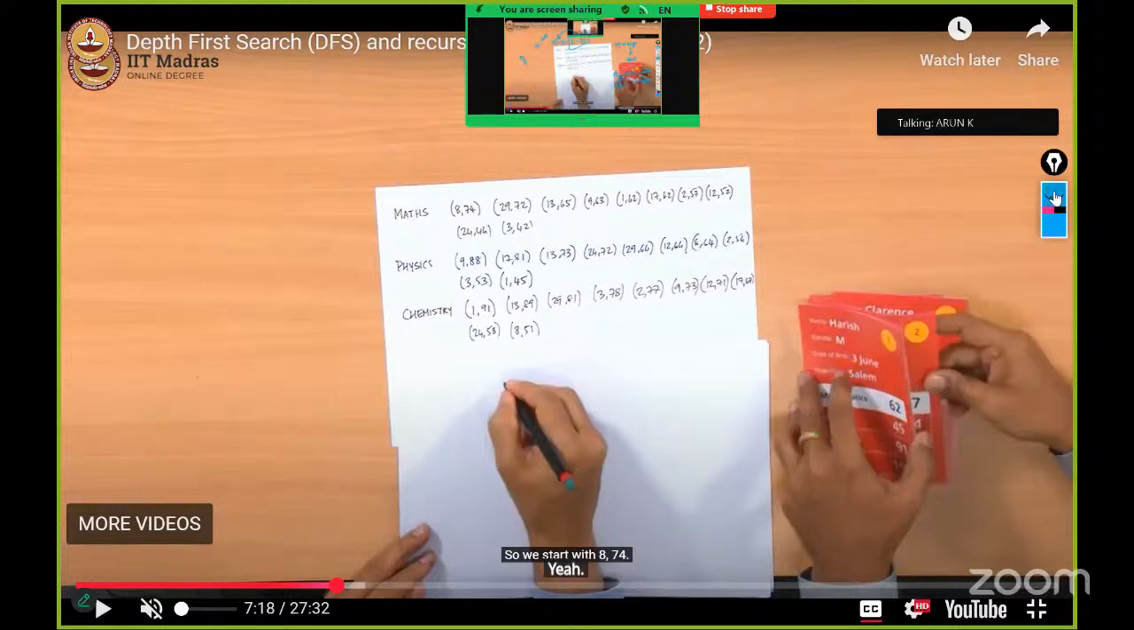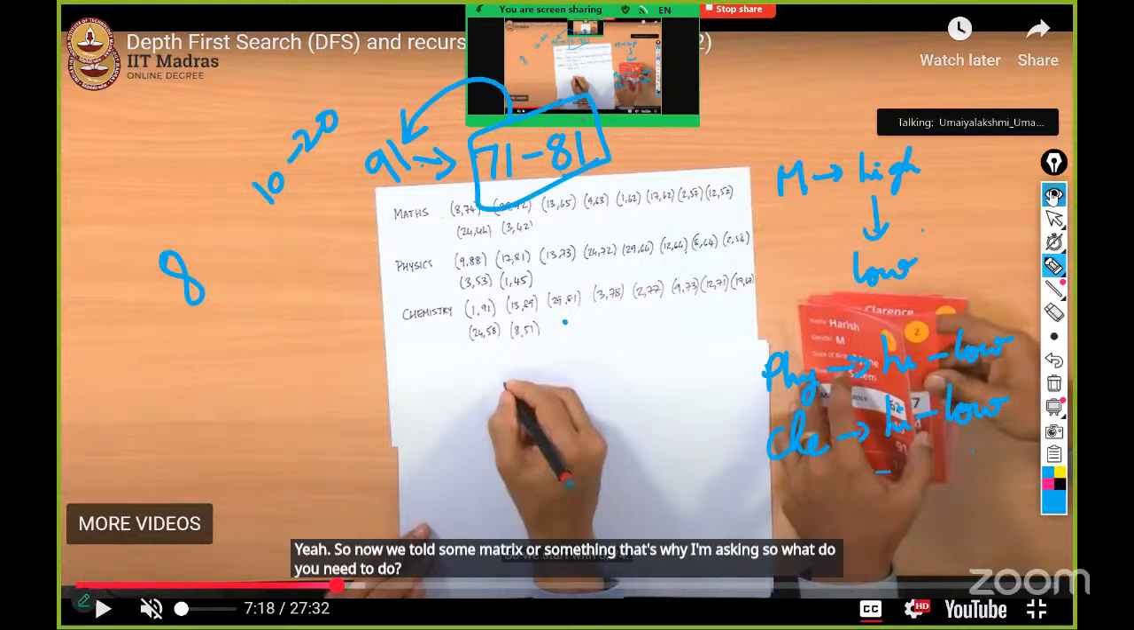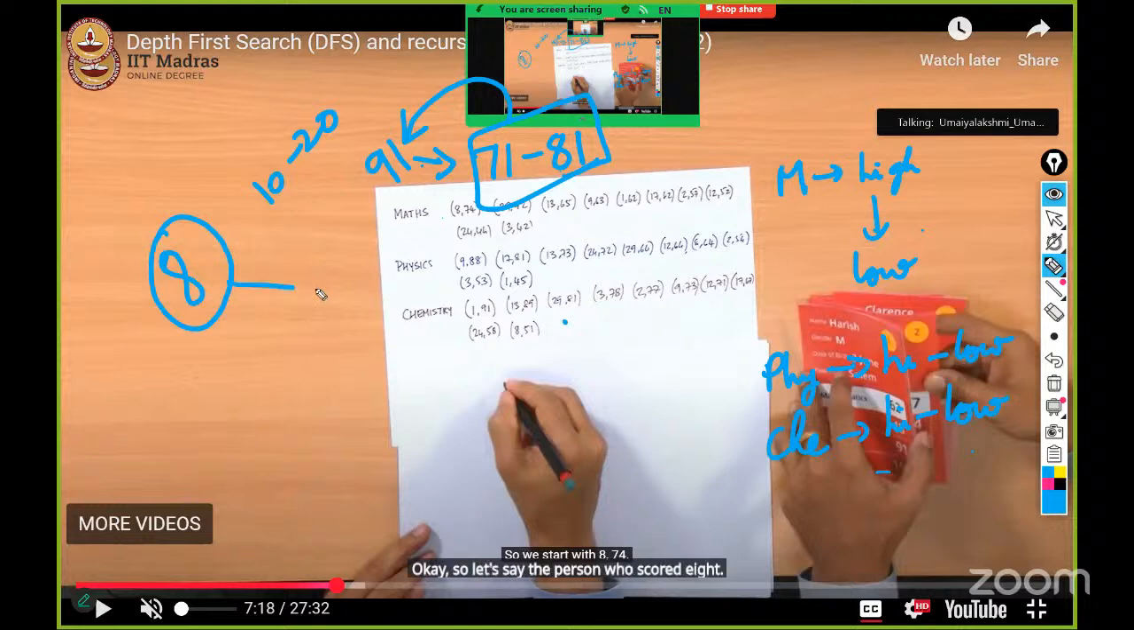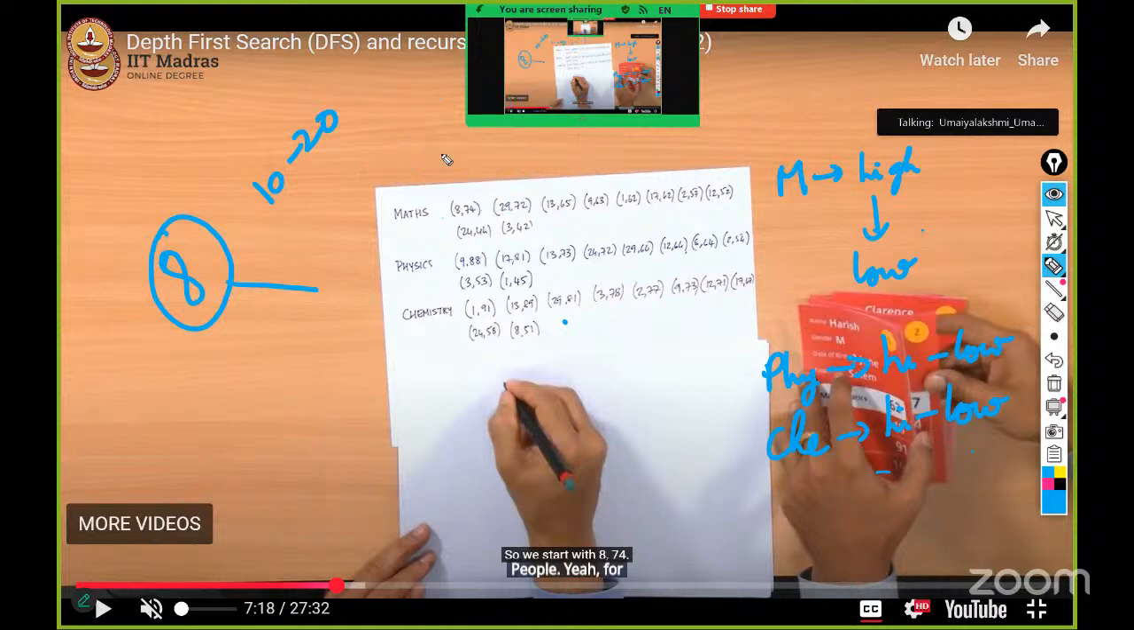So now we were told something like a matrix. That's why I'm asking, so what do we need to do? Okay, let's say the person who has scored 8 can mentor the people, for max, I'm just starting here. So the 74 max, in the sense 74, so maybe up to 54 to 74. 64. Okay, 54 to 64.